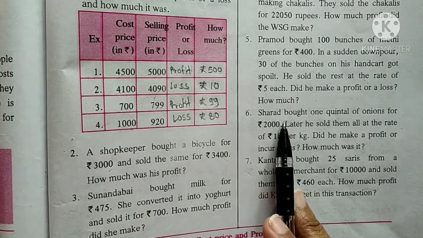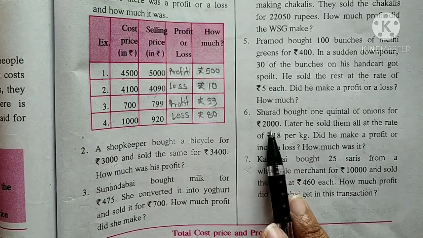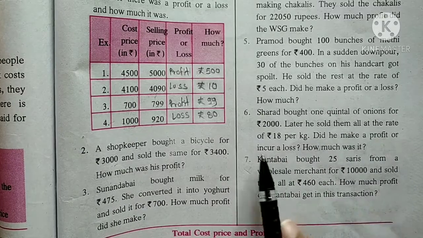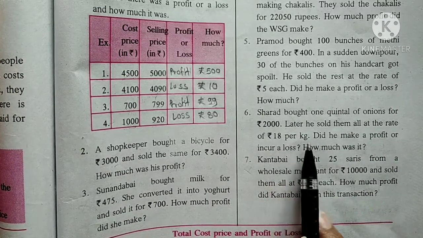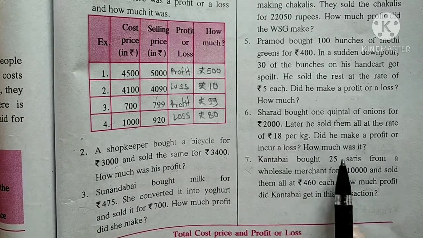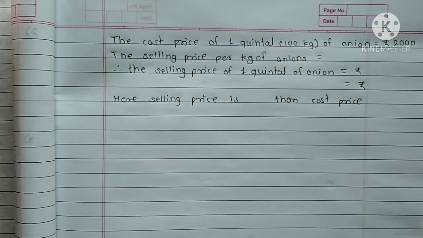Next example. Sharad bought 1 quintal of onions for rupees 2000. Later he sold them all at the rate of rupees 18 per kg. Did he make a profit or incur a loss? How much was it? Okay, let's see solution.